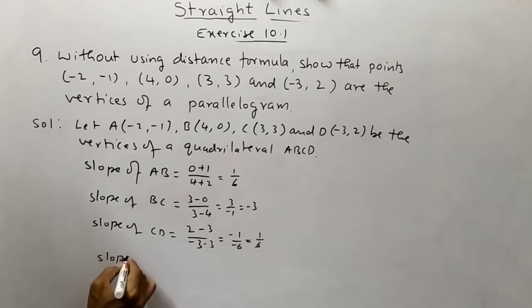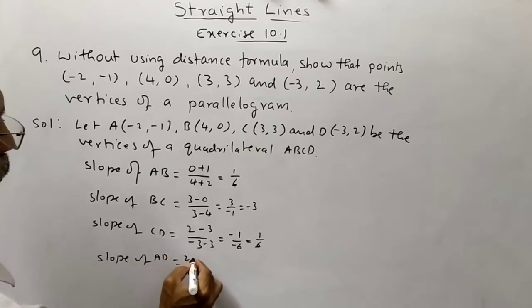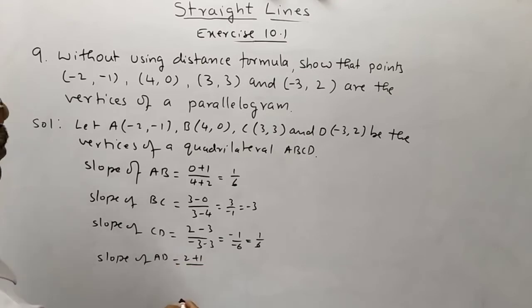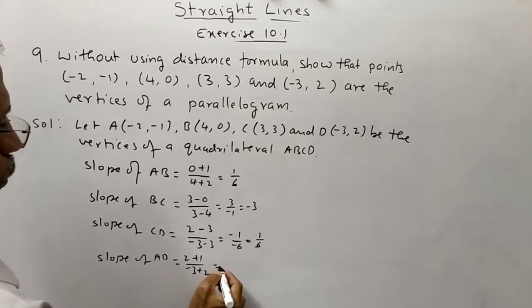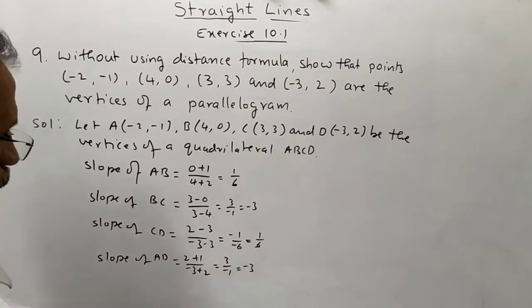Slope of AD or DA is equal to (2 plus 1) divided by (-3 plus 2), which is equal to 3 divided by -1, which is equal to -3.